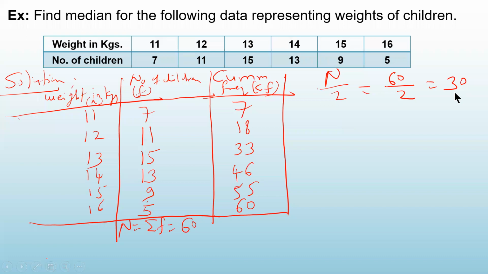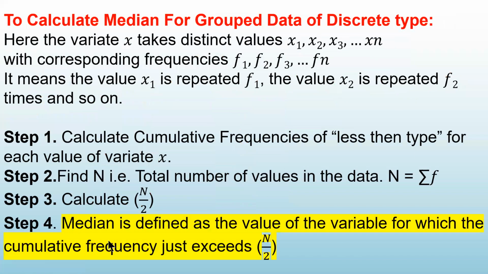Now the fourth step, that is very important. What is the fourth step? Median is defined as the value of the variable for which cumulative frequency just exceeds n by 2. Okay. So let us see how we find out the median.